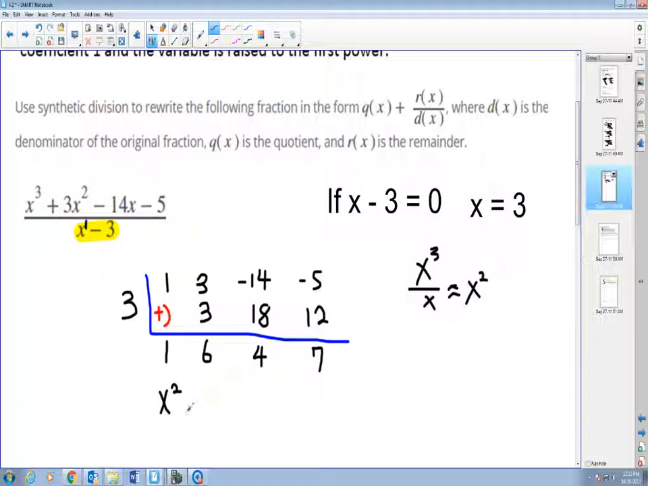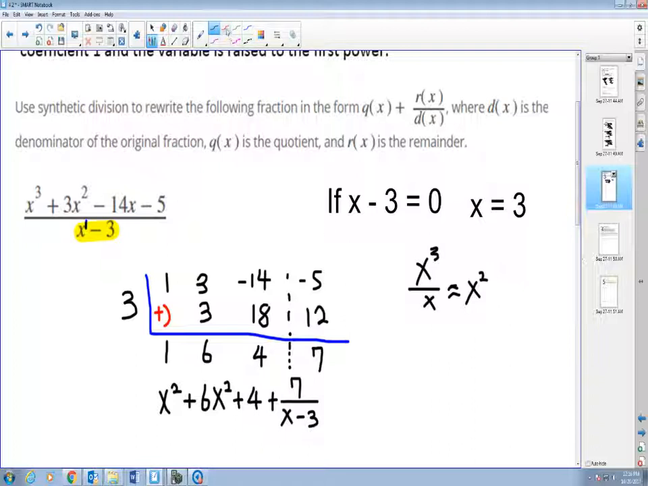The next term will be positive 6x to the second power. The following term has to be the constant term, which is positive 4. So that means the 7 will actually become my remainder to the problem. So we will write it as a quotient plus a remainder over the divisor, x minus 3. So that will be my answer.